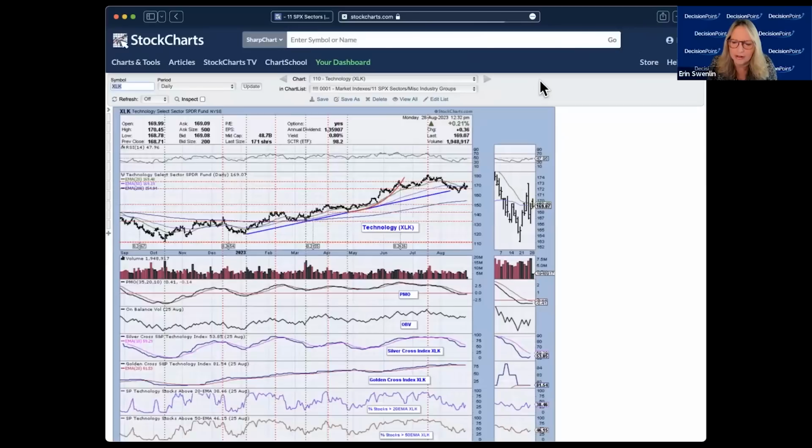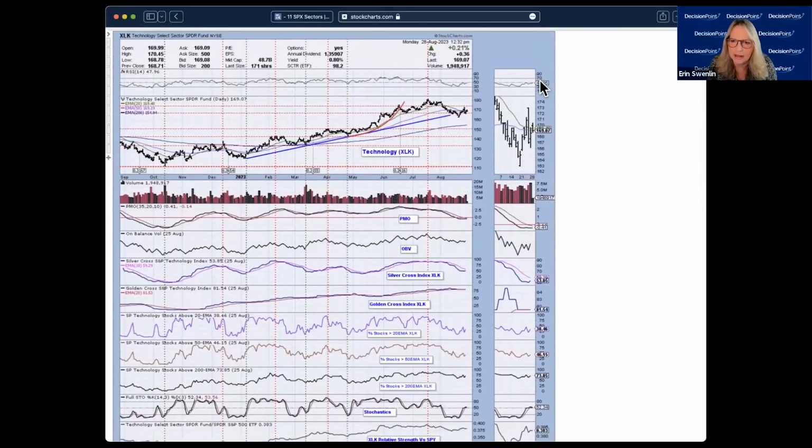What's going on with technology? Because we have bottomed at this point, but we broke that rising bottoms trend line. I thought we were really going to be in for some big decline, but it was time for a bit of a relief rally and a pause, and that's what we're seeing.